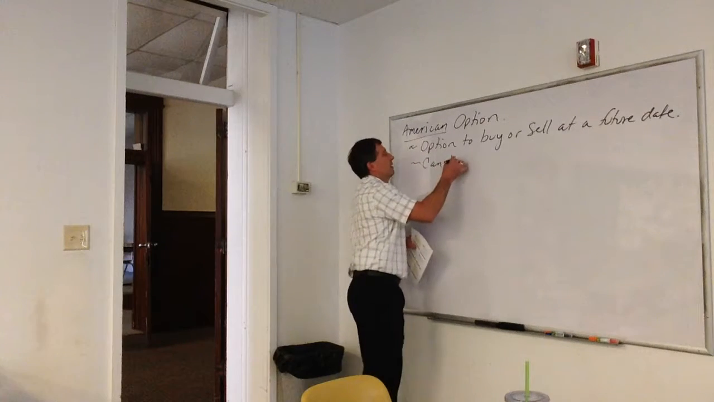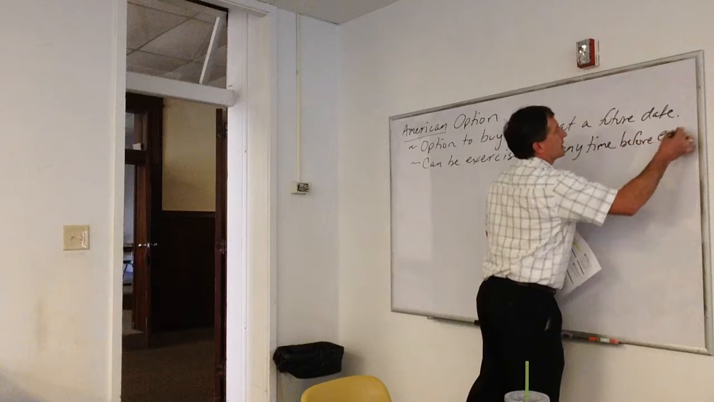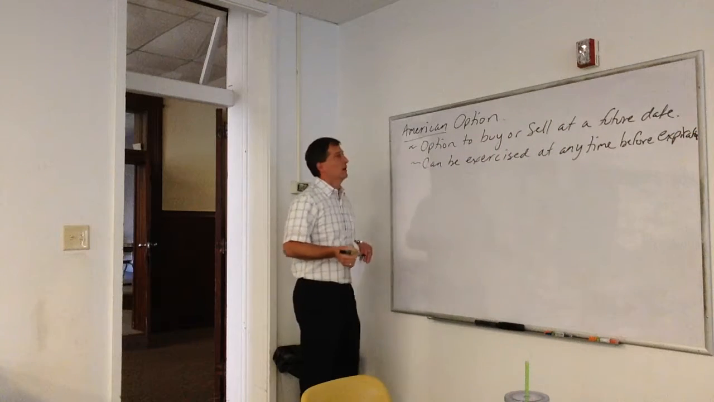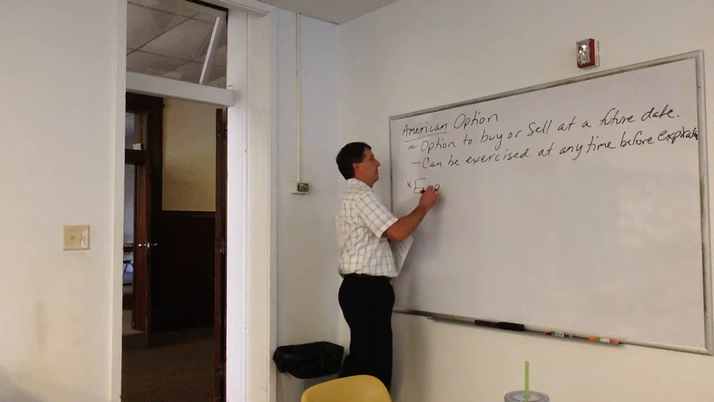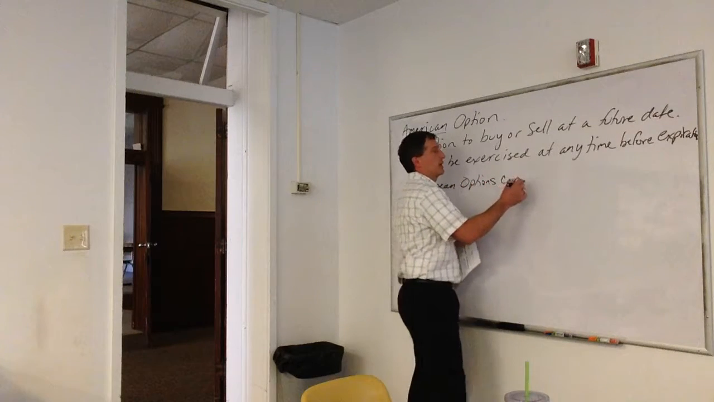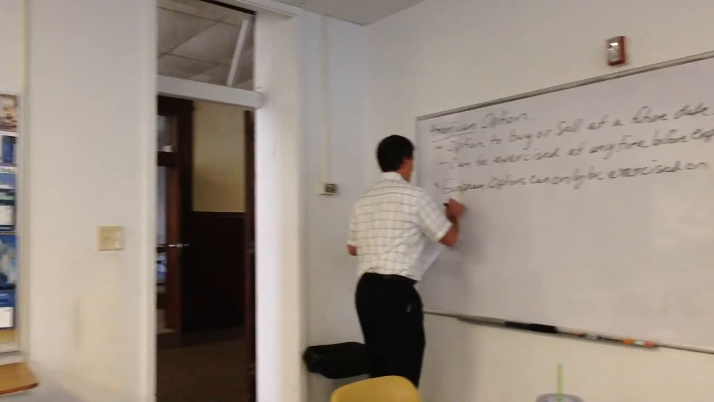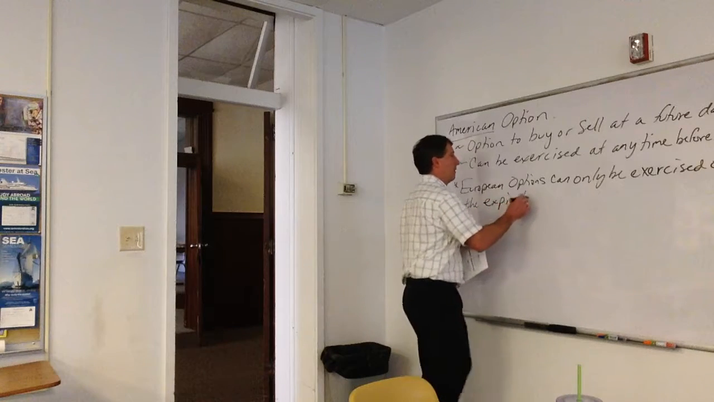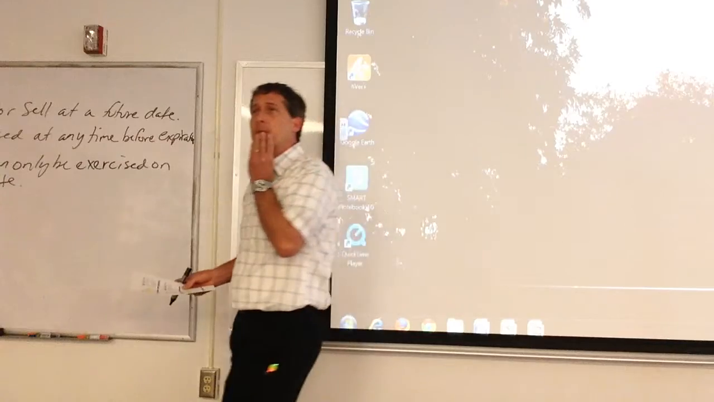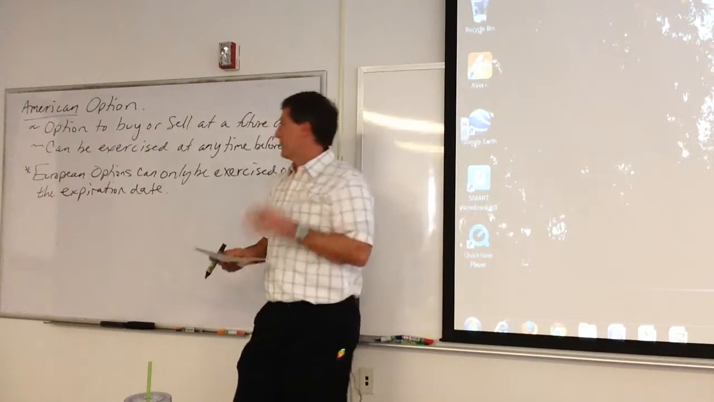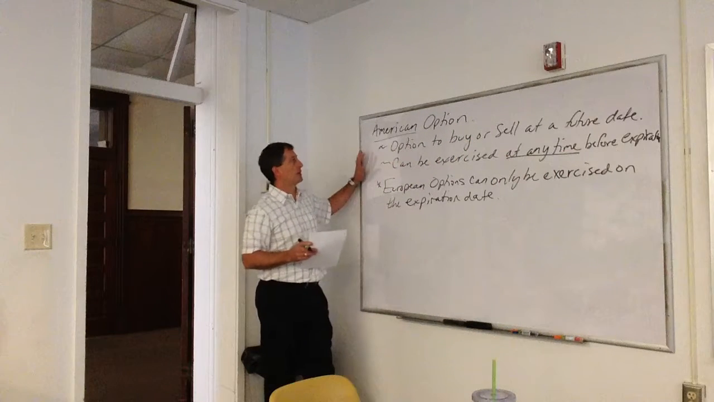before expiration with an American option. European options can only be exercised on the delivery date or on the expiration date. That's the same for both. So the only difference is the timing of when you can exercise the option to buy or sell.